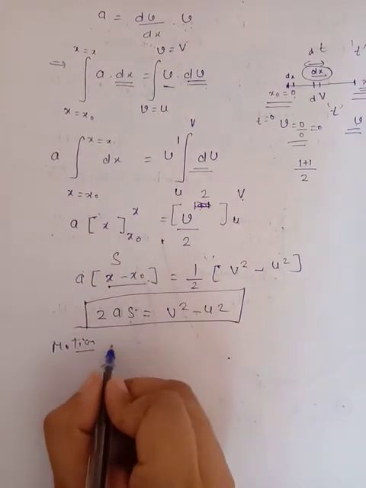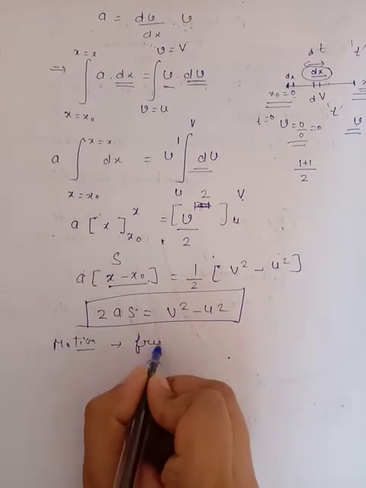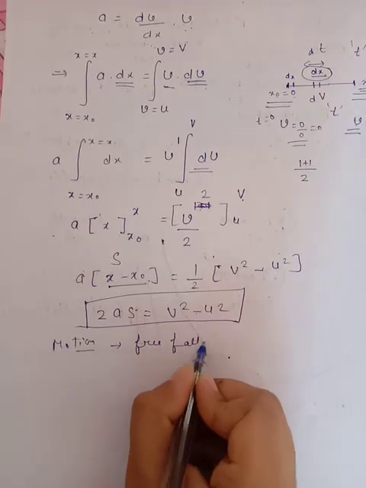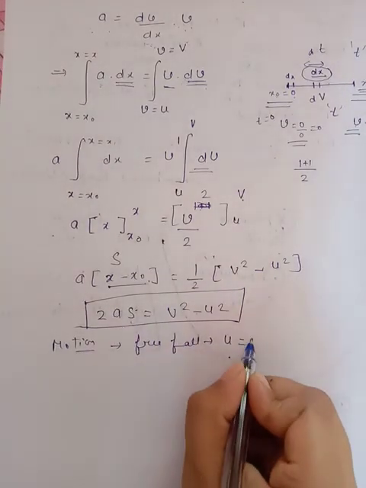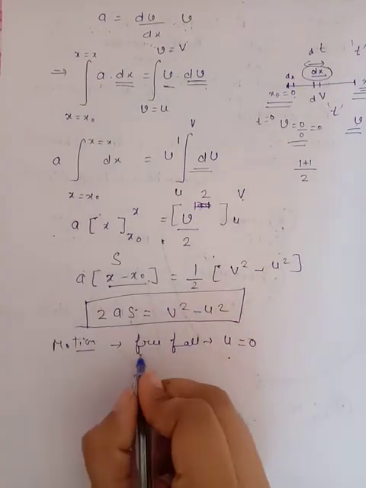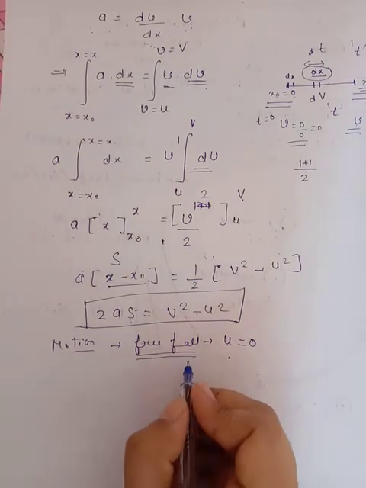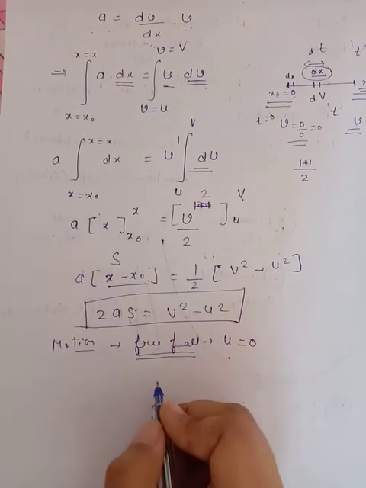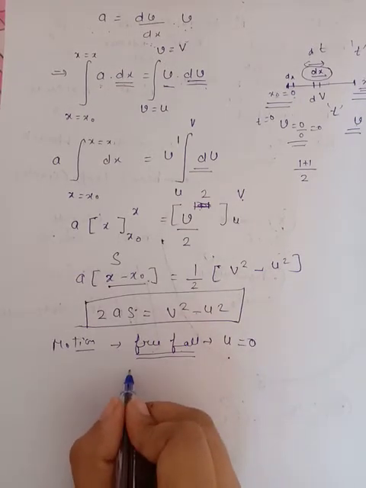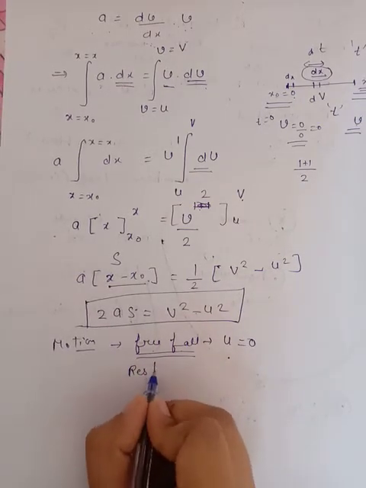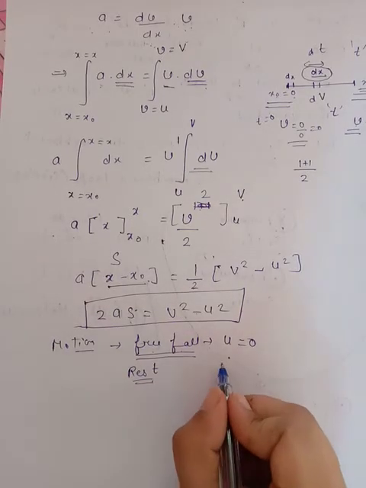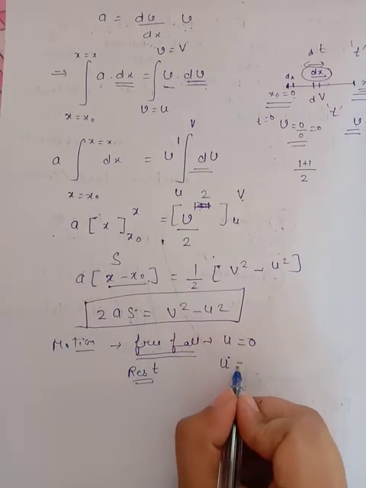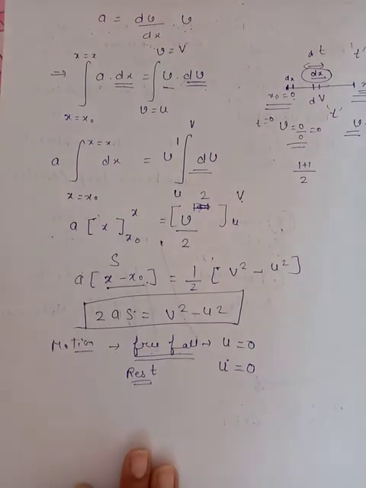Now there are some points which are also to be noted, that during the motion of the object, when we say free fall, it means the initial velocity of the object is 0. This is the main point which you must know for solving numerical problems. Free fall means initial velocity is 0, or you can say that the object starts from rest. That means initially at rest, that means the object's initial velocity is equal to 0.